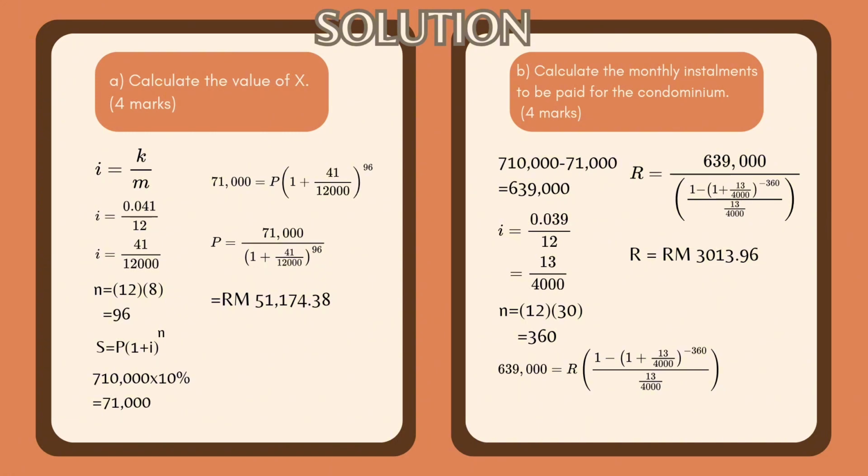Next, we need to find the N. T has also a new amount, which is 30. So 12 multiplied by 30, we will get 360. We will use the present value formula to solve this question, because this question wants us to find the monthly installments, and monthly installment is equals to R. So we need to substitute all the information that we found into the present value formula, and we need to rearrange R as the subject. And the answer that we will get is 3,013 ringgit and 96 cents.